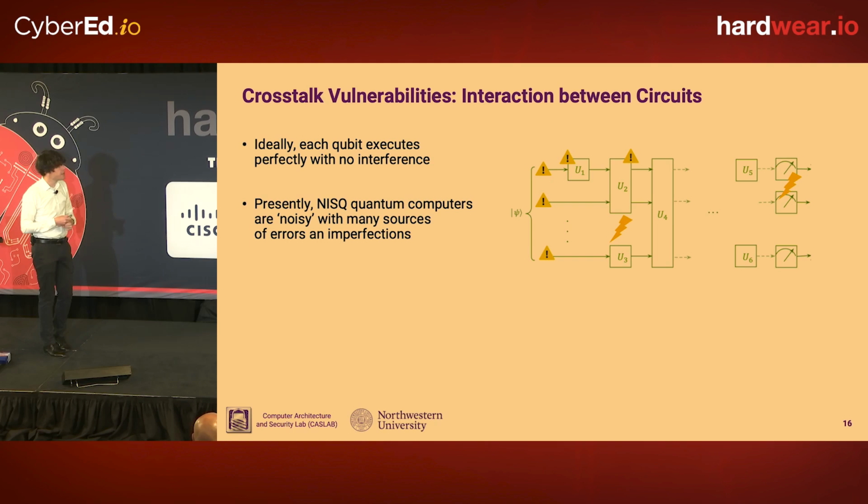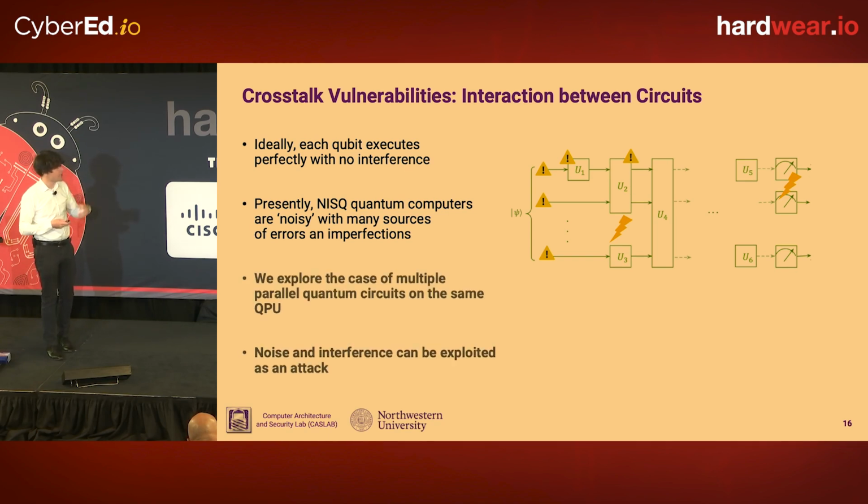and interference. Also, when you read out the qubits at the very end, there's what's called readout crosstalk, where reading one set of qubits might affect what you see on another set of qubits. But where this work on crosstalk goes is into what happens if you have multiple circuits executing on a single quantum computer.